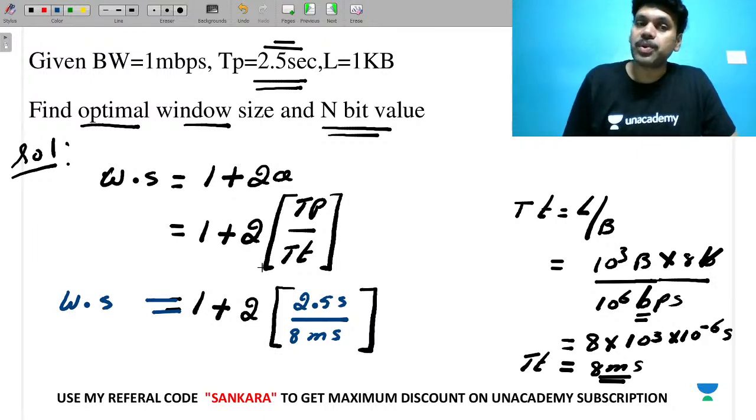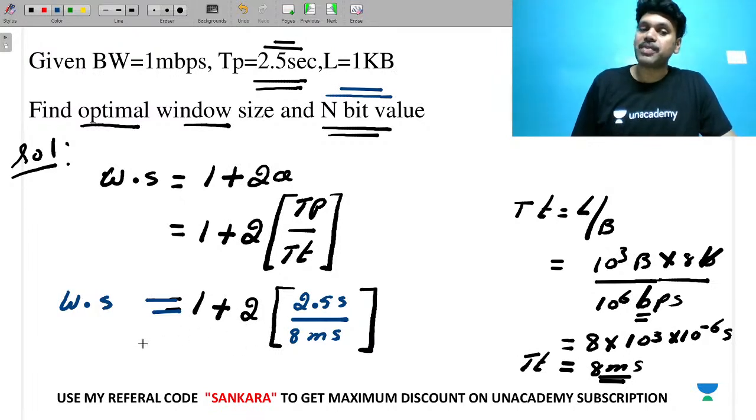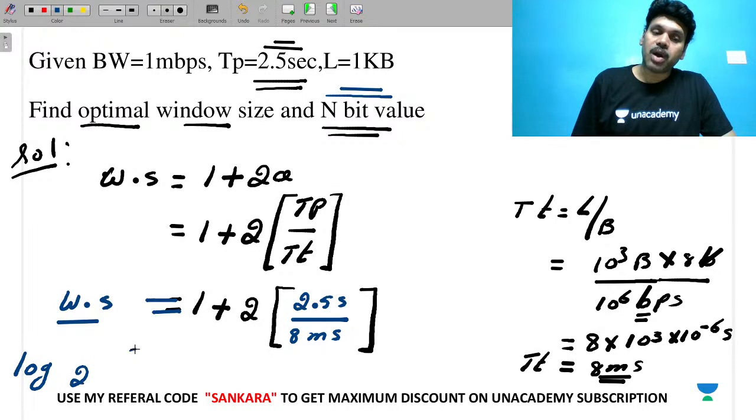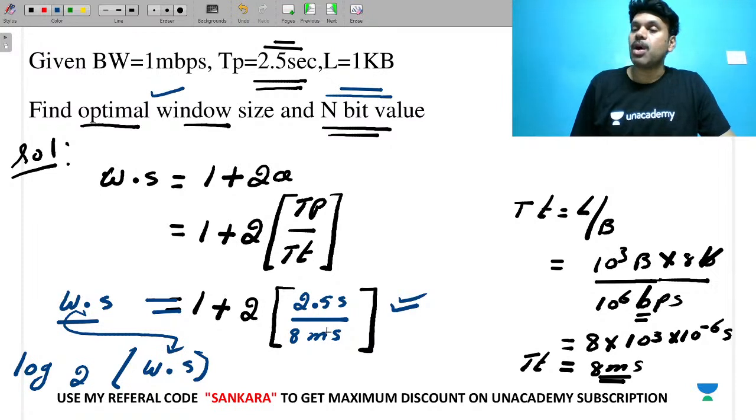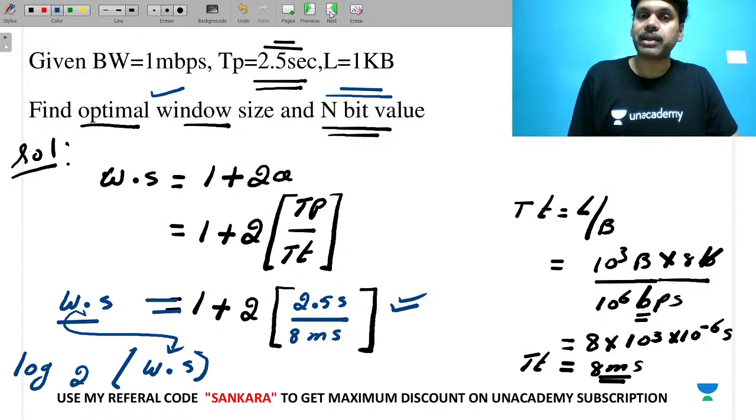You can also find the n bit value. How to find the n bit value? It is nothing but log base 2 of your window size. Bus. You got two values. Optimal window size is this much, and your n bit value is log base 2 of your window size. So you do the calculation part.